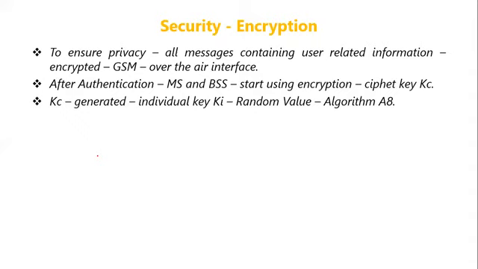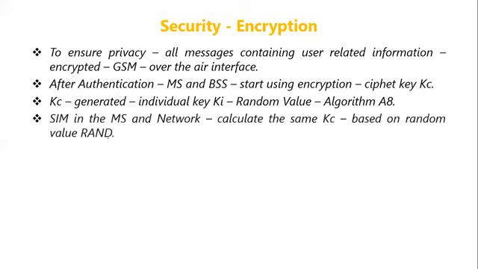Kc is generated by using the individual key Ki and a random value over the algorithm A8. Use Ki and a random value on algorithm A8. As a result, what you get is called Kc, okay, which is a cipher key. The SIM in the MS and the network both calculate the same Kc. The SIM is in the mobile station, and the mobile network, both calculate the same Kc based on the random value.